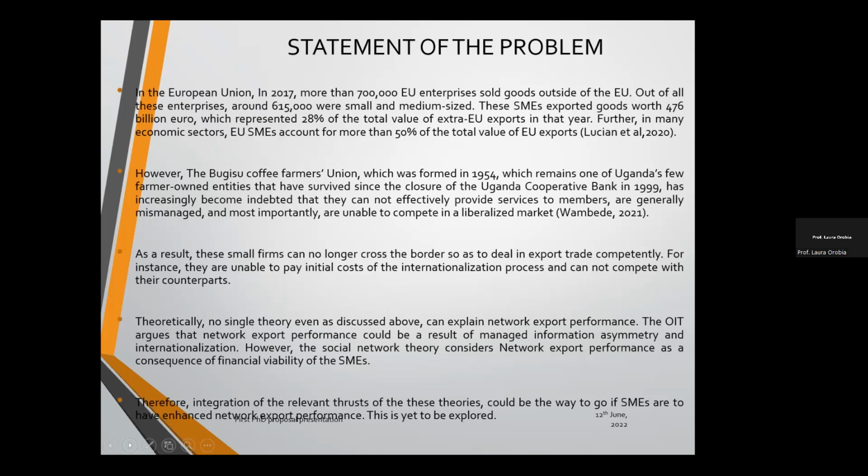When you have the dependent variable and its indicators, we expect to see, you are using a statement of the problem perspective or orientation. Align your problem statement with that concept there. What is wrong out there in terms of network export performance? What is wrong out there?